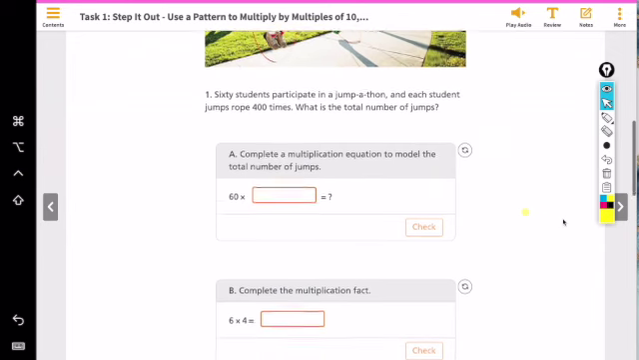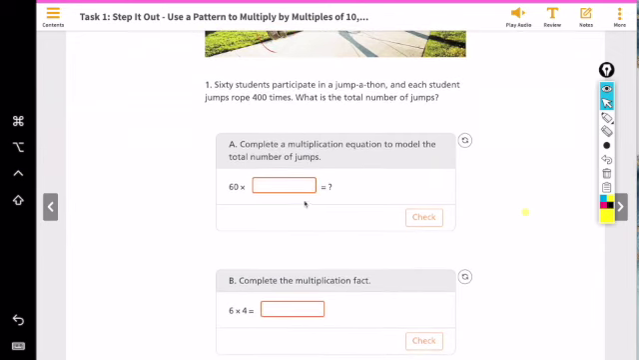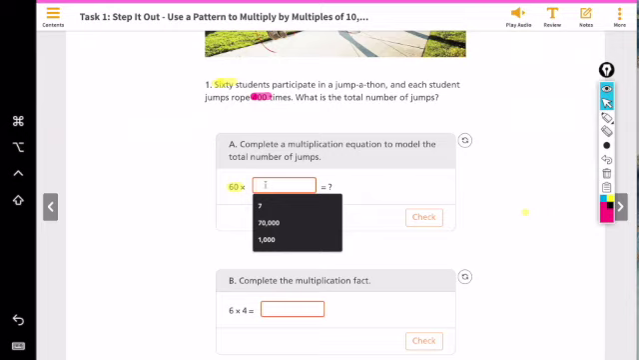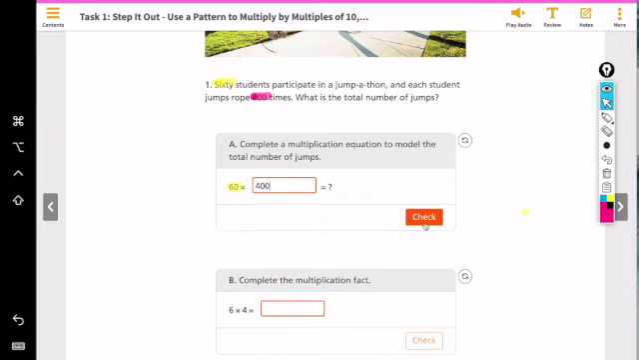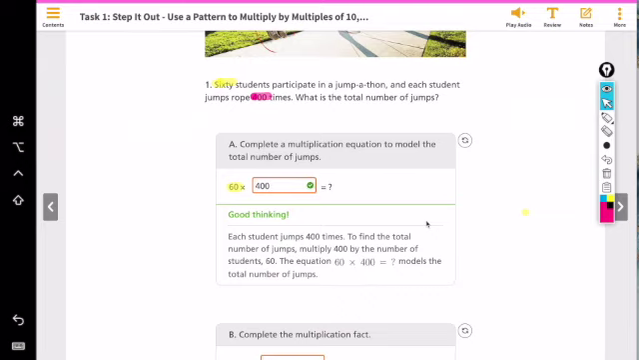So, 60 students. We have our 60 there, so I'm going to highlight that. 60 times what? We want to find out the total number of jumps. So we're going to go 60 times 400. Do you guys agree with me? Okay, so I'm going to type in 400 to see if that works. Good job, you guys. That's excellent.